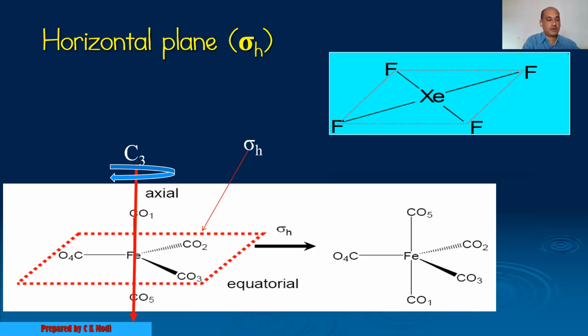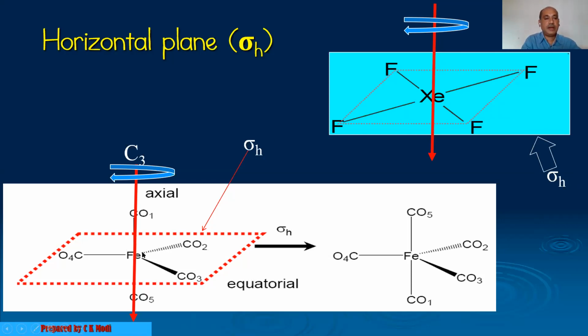In the same way as sigma V, now we shall discuss sigma H. Sigma H is considered the horizontal plane. Horizontal plane means it is perpendicular to the rotation axis or principal axis. So here, in this molecule, if we pass an imaginary axis through the center of the molecule, this is C4. Okay. This is called C4. And this green plane, which is perpendicular to this rotation axis or principal axis, is called the horizontal plane, and it divides the molecule into equal parts.